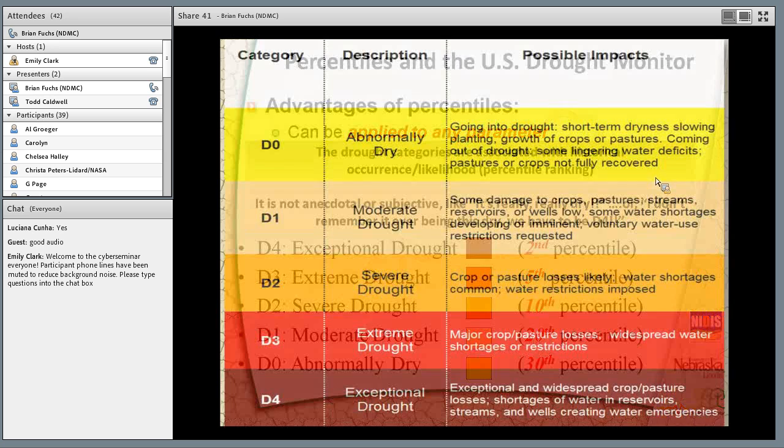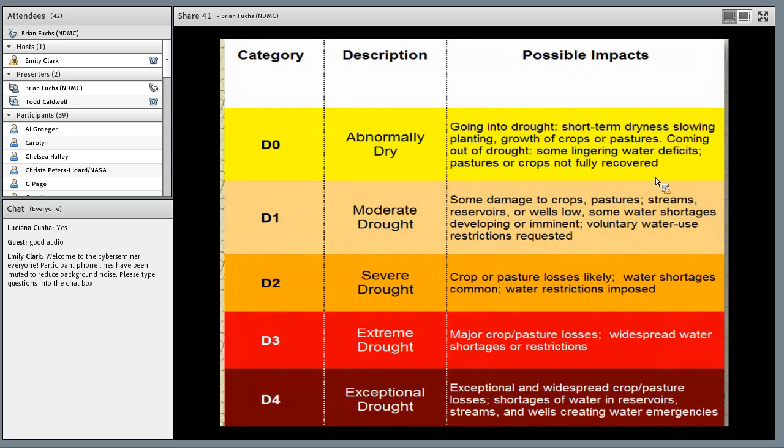And when we start looking at the different intensity levels, we have, again, the abnormally dry, which we use as an area that is starting to go into drought, but hasn't quite reached that drought level, or it's coming out of a drought, and we've had some recovery, but we still know that there's lingering dryness. That's where we use the abnormally dry. But for the 4 intensity levels, we start looking at some of the possible impacts. And early on, this table was developed, and a lot of these impacts are quite broad in nature.